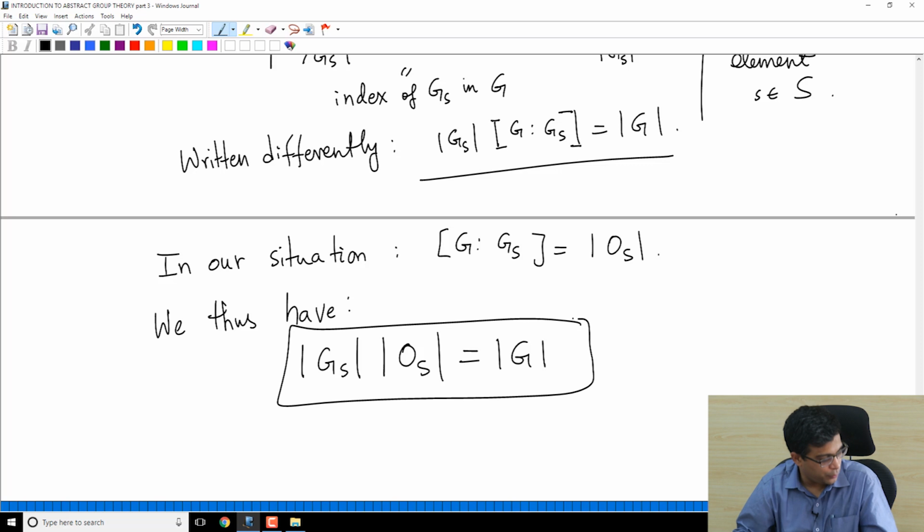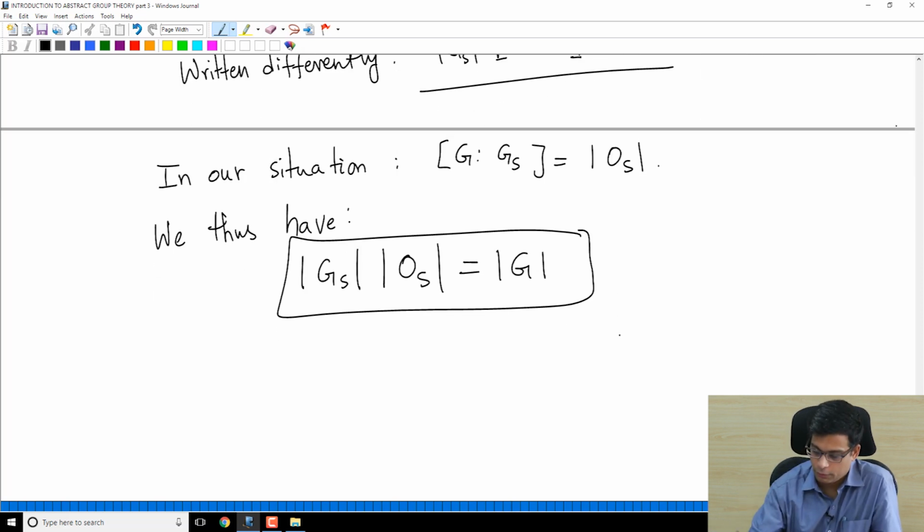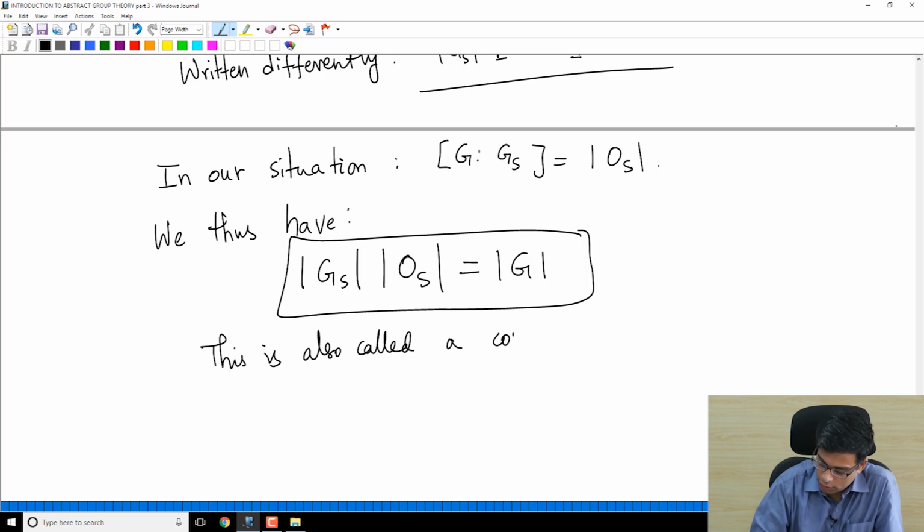This is a very important application of the theorem that we proved and the counting formula. This is also called a counting formula.